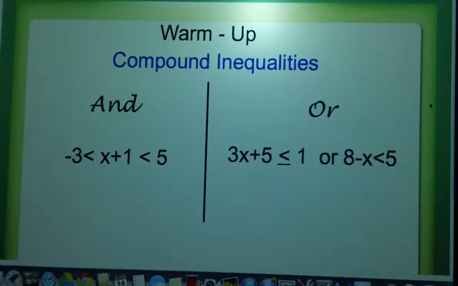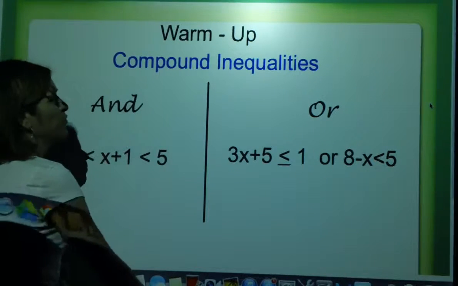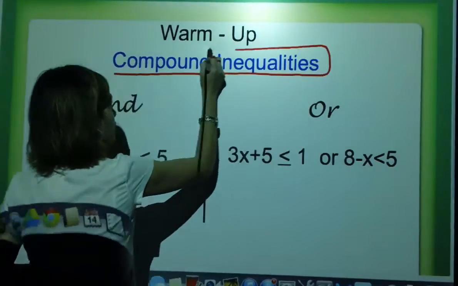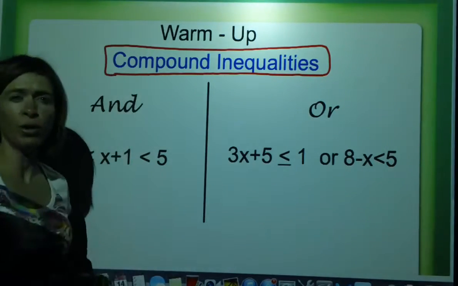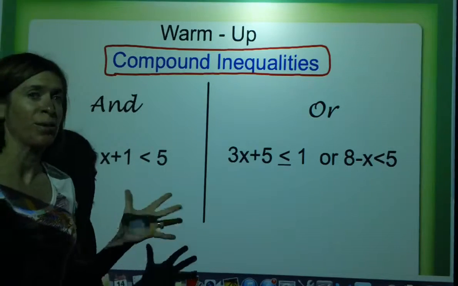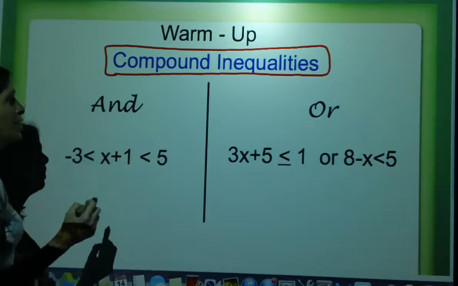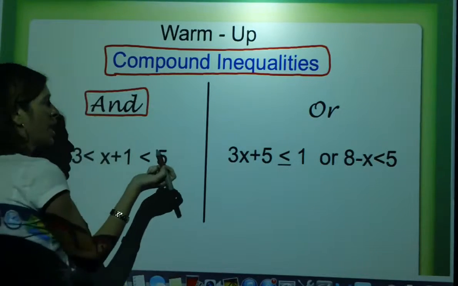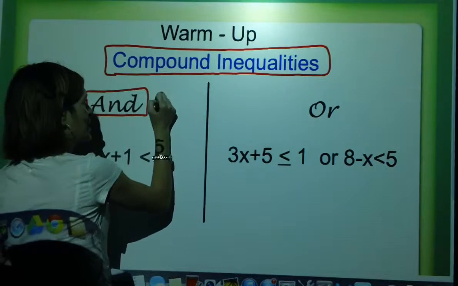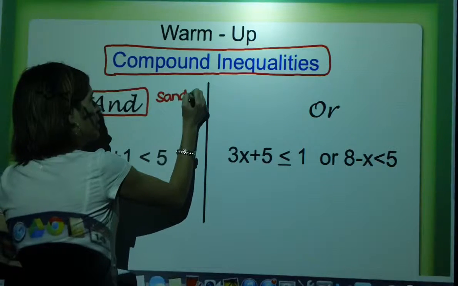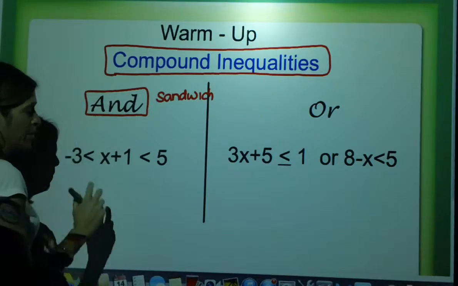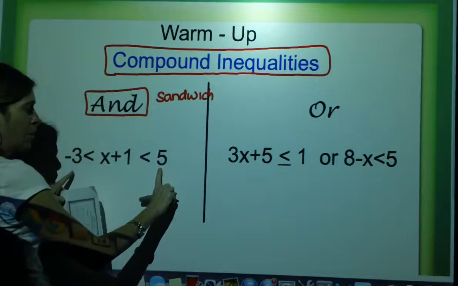Hi guys. So as a follow-up, I just want to review what we did today in class. We practiced compound inequalities. And these are inequalities that have more going on than our basic inequalities. We had two types. We had an and inequality, which I talked to you was kind of like a sandwich, okay? Where the x, the variable, was in the middle of two inequality symbols.